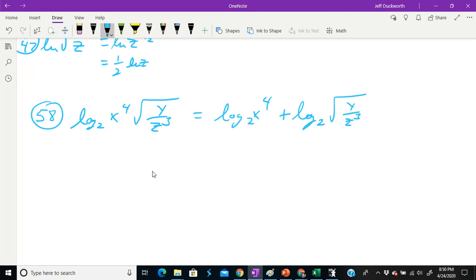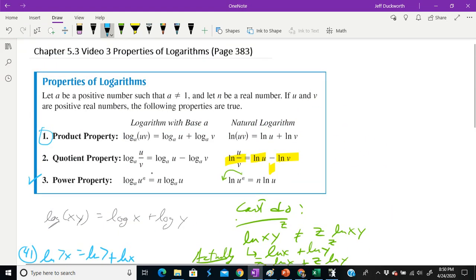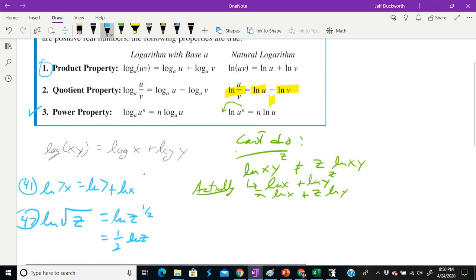Well, with our first one, we can bring the 4 down, so that's just 4 log base 2 of x. And that one's done. But again, we're going to need to change this one around again. This is going to be log base 2 of y over z cubed to the 1/2 power. I'm going to have to do something about that 1/2 power. I can't use the quotient property as of right now, because I have a difference that's being raised to a different power. I need to operate the power property first.